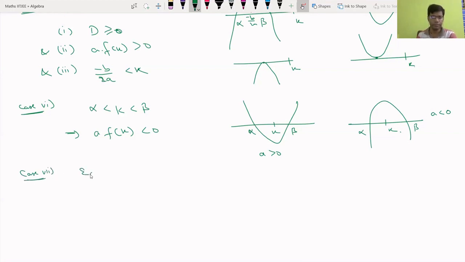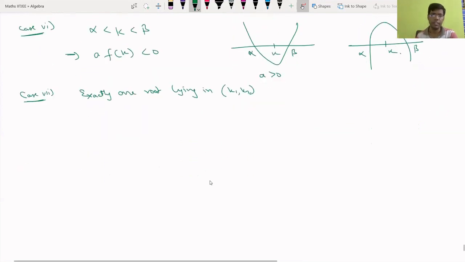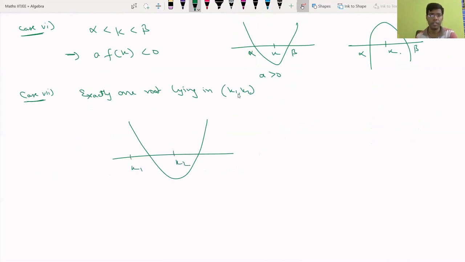So we have exactly one root lying in K1, K2. So this is the interval K1, K2. So we have exactly one root which is lying between this interval. So basically it will be something like this. This is my K1, this is my K2, because K1 is smaller, so I'm writing K1 over here. Or otherwise it will be like this, K1, K2.